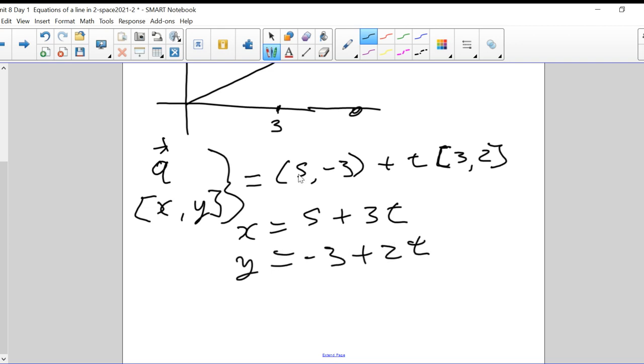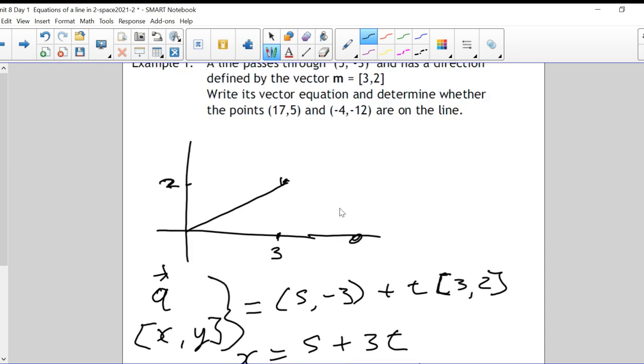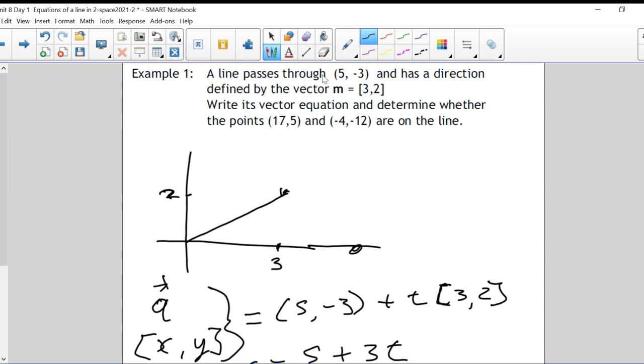And all I've done is take this x coordinate plus some scalar times this x coordinate of the vector. So now we have these two equations, what they call the parametric equations for this vector equation of a line that passes through the point 5, minus 3, and then the position vector of this vector line represents 3, 2. That's all that is. Okay.